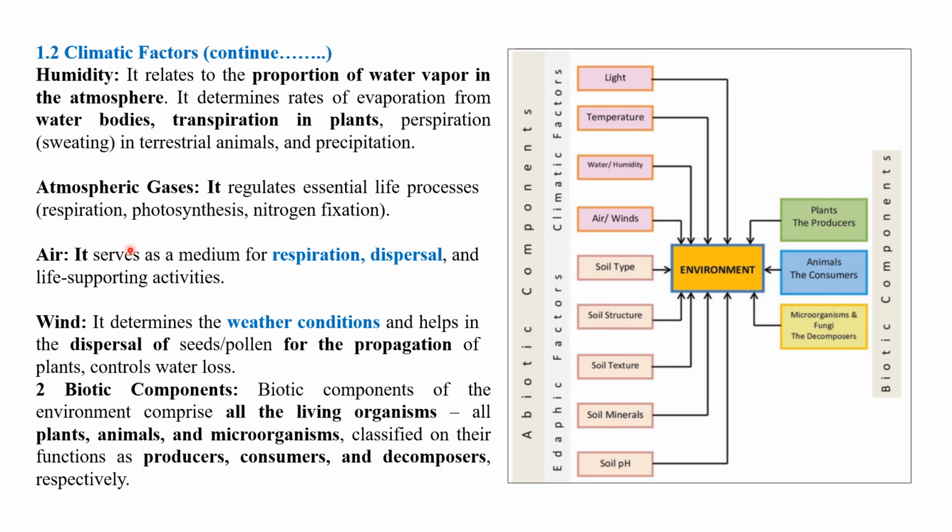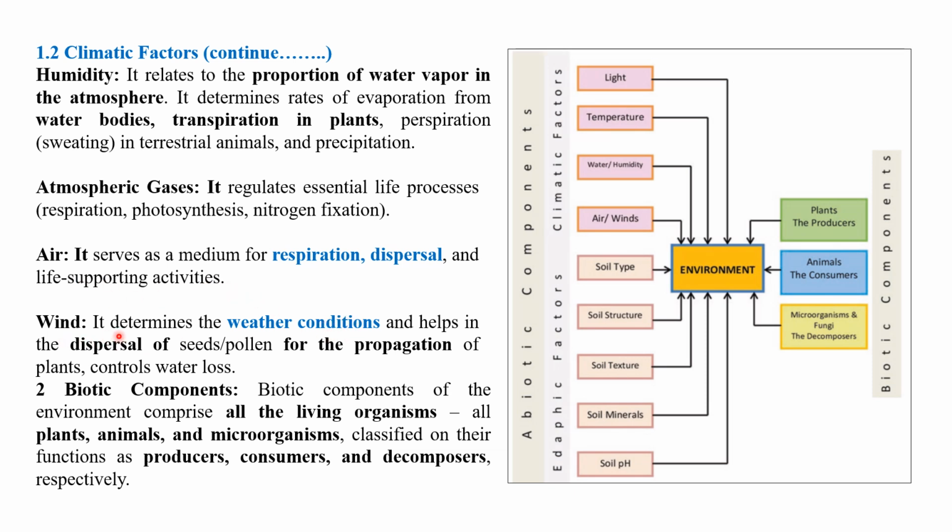As we know, we need oxygen for respiration, and CO2 for photosynthesis. The bacteria fix the nitrogen which is available in the atmosphere. Air serves as a medium for respiration, dispersal, and life supporting activities.